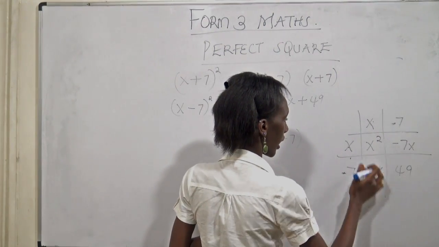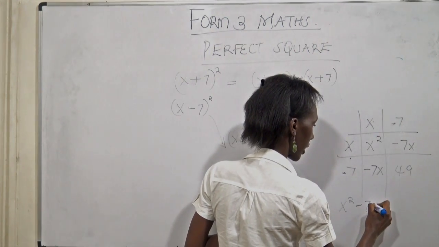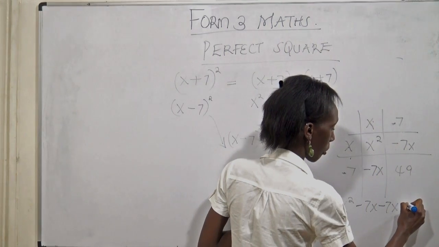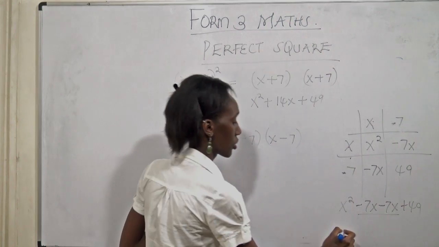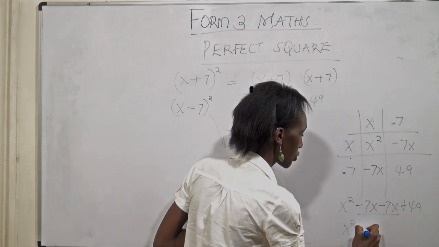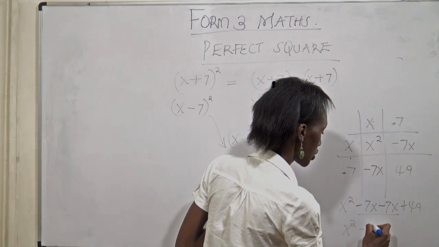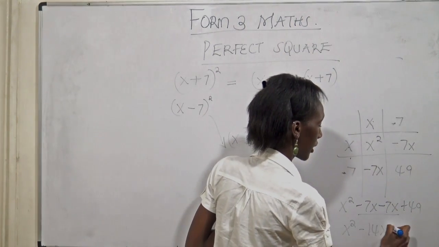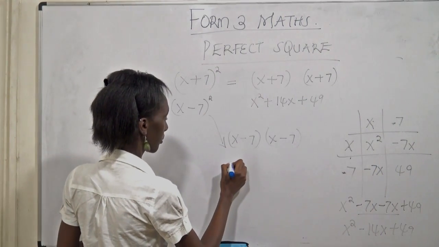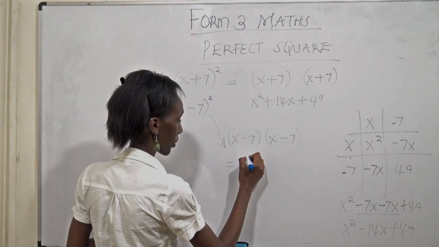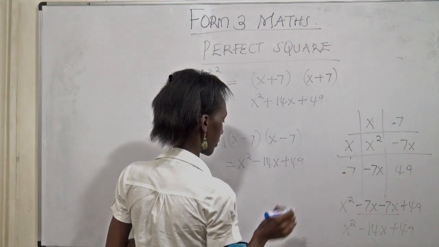So what I do, I'll add all these up. So x squared minus 7x plus 49. Those are the only like terms. So my final equation is going to be, minus 7 times minus 7 is minus 14x, then plus 49. So here I'm going to have x squared minus 14x plus 49.